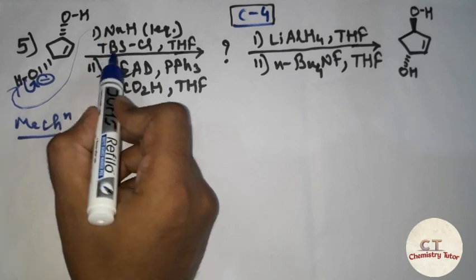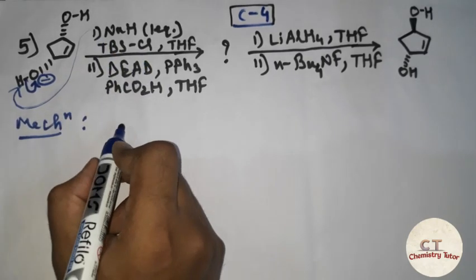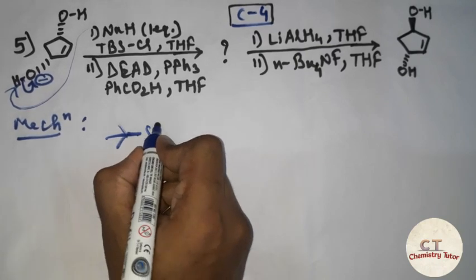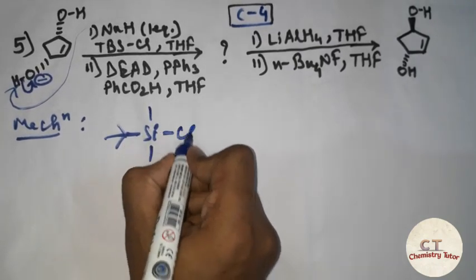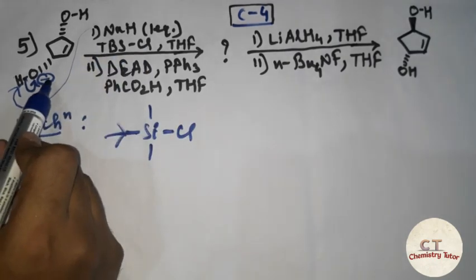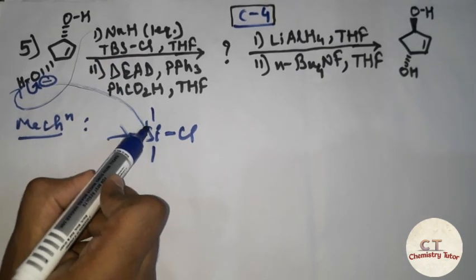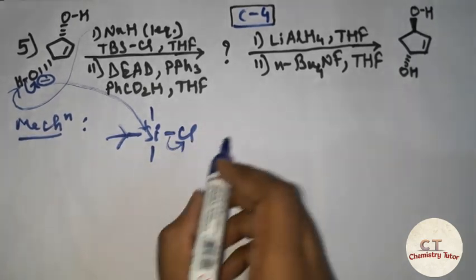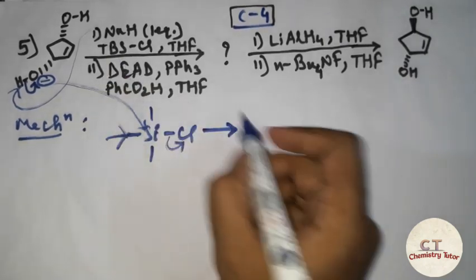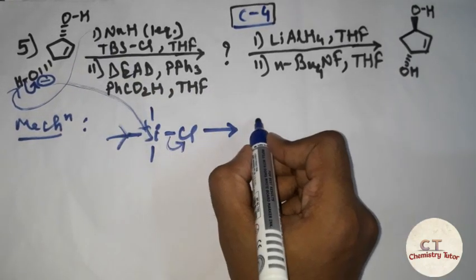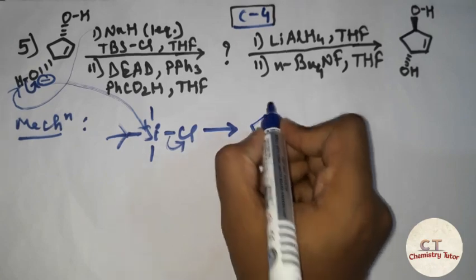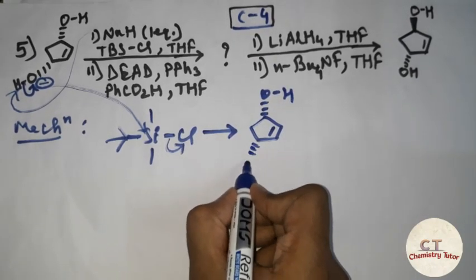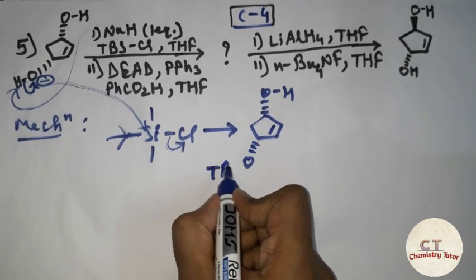Let me show you the structure of this TBSCl. TBSCl is tert-butyl dimethylsilyl chloride. Okay, this is the structure of TBSCl. The negative charge over here is going to attack here since oxygen has a good affinity for silicon, and chlorine will leave. So we get the product from this, OH and this one OTBS. Let me write it in the short form only, TBS.